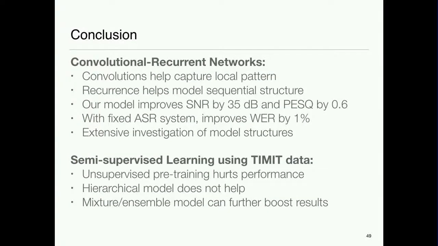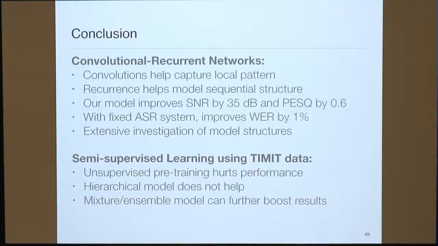Okay, so I think I finished the 2 major parts of my talk. A brief conclusion of the whole talk: the convolutional-recurrent neural network is very good for speech enhancement, because the convolution and the recurrence help to capture the structure of our data along both the time domain and the frequency domain. And our model on the Cortana data set achieves an improvement of PESQ 0.6 on average. Also, without fine-tuning the following ASR system, we improve the word error rate by 1%.